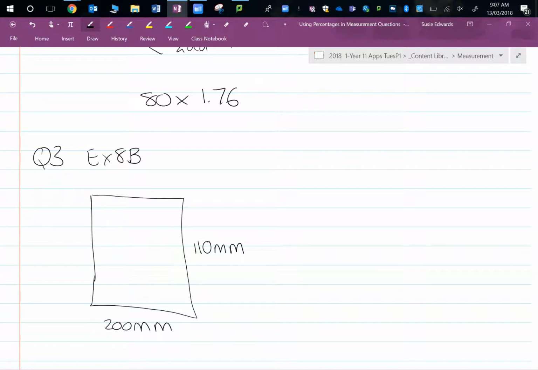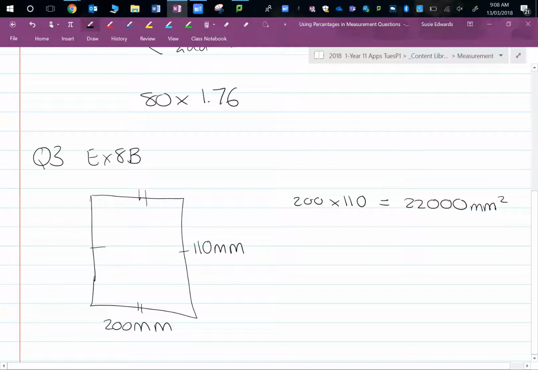So to work out the area, how do I work out the area of that shape? What shape is it? It's a rectangle. How do I work out the area of it? 200 times by 110, and I get an amount. Is that correct? Can you guys help me out here? So that is square millimetres. Okay, so we found that measurement. There's lots and lots of square millimetres, a millimetre by a millimetre.